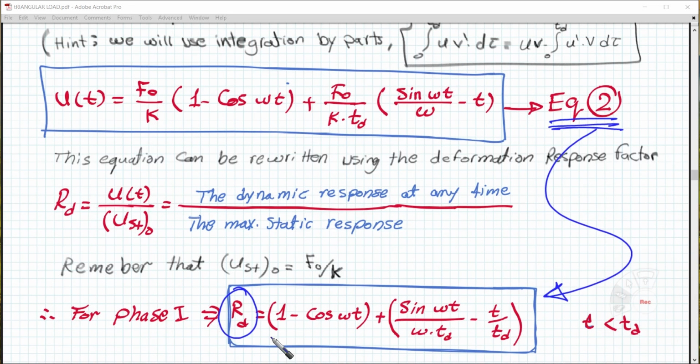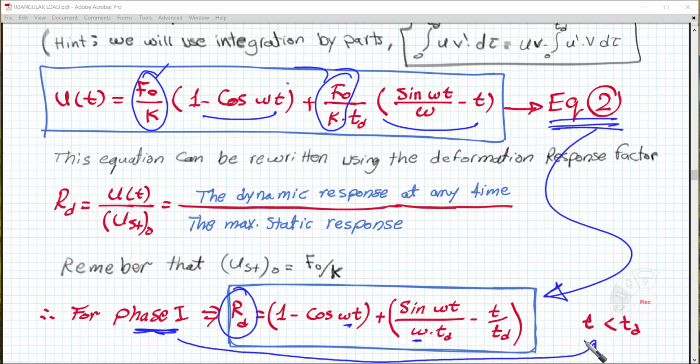We're going to find that F node over K here and F node over K here will disappear, and then we're going to remain with the remaining part, which is 1 minus cosine omega t plus sine omega t over omega td minus t over td. Remember, we're talking about phase 1. This means that we are in this place, which is t less than td.